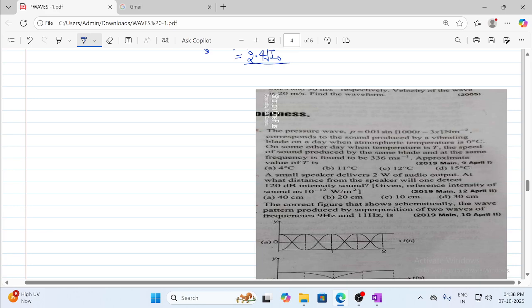Leave question number 5 for right now. There is some relation with the temperature. Pressure wave means the pressure amplitude is B A k. Pressure amplitude is given as 0.01. B will be the bulk modulus. We will check this question. First we will discuss the pressure wave, then. Okay, clear? Try the sixth one.